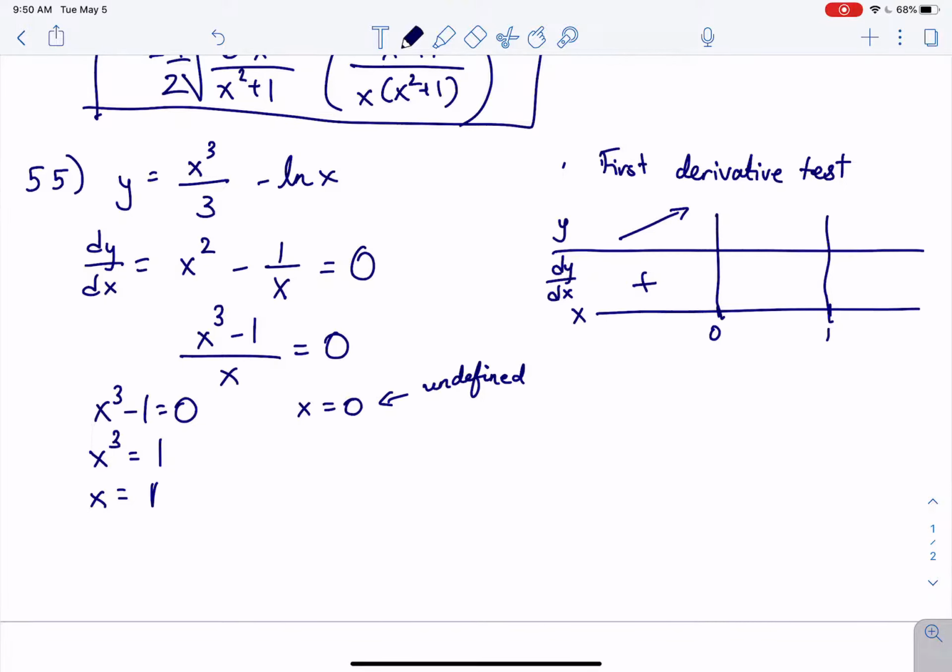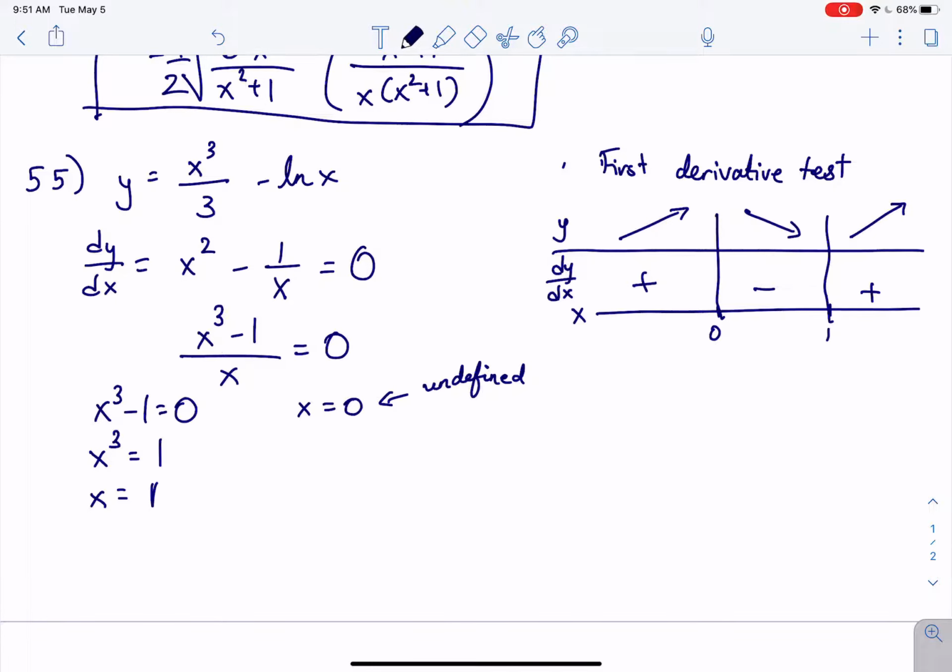Between 0 and 1, so now I think about, like, what if I put in 0.5? Well, if I just plug in 0.5, I can check that. I can do 0.5 squared minus 1 over 0.5. And that gives me a negative number. So that would be decreasing. Then I check something bigger than 1, so maybe 2. I can go 2 squared minus 1 over 2. And that gives me a positive number, which means it's increasing again.